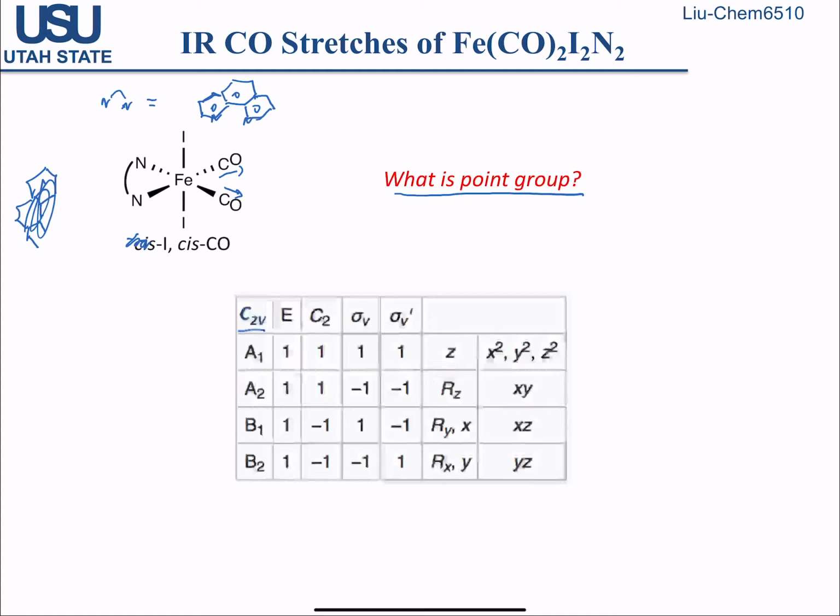I'm going to draw where the C2 is. The dashed line is the C2 rotation. Then the sigma v and the sigma v prime. The sigma v is the plane containing the iron and the iron carbonyl bond there, and sigma v prime is the perpendicular one. In terms of those two CO stretches, they are vectors, right?